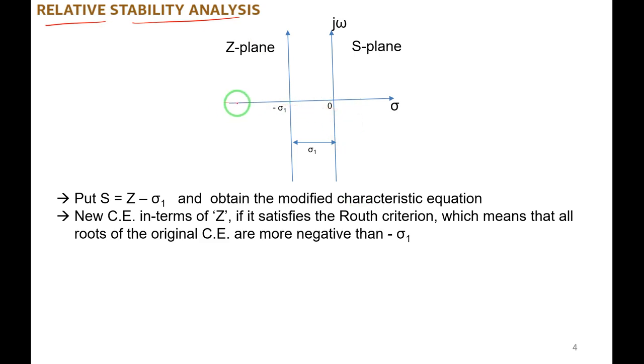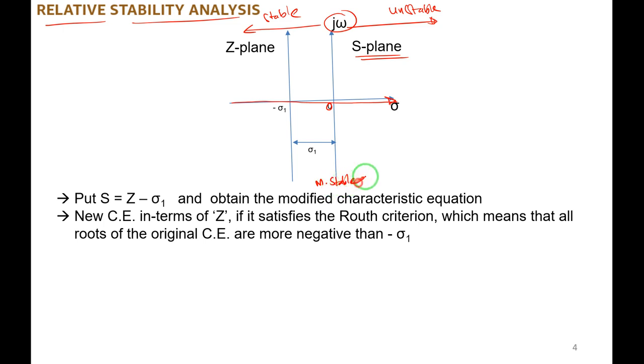We know the nature of the S plane. This is the real axis sigma, this is the imaginary axis j omega, and this is the origin. If all the roots lie in the left half of the S plane, the system is stable. If all the roots lie in the right half of the S plane, the system is unstable. If the roots lie on the imaginary axis, then the system is marginally stable. These things we know, right?